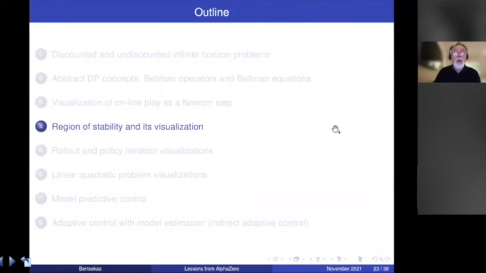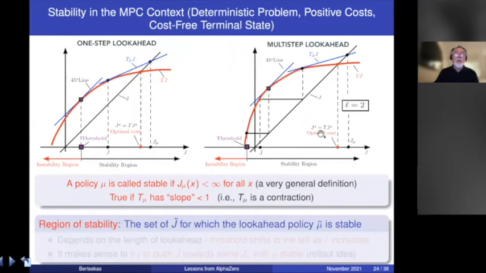Okay, now let me go into stability issues and how we visualize them. Here I'm going to be focusing mostly on the MPC context, deterministic system, cost-free terminal state, and so on. So stability is of paramount importance, of course, in MPC, but the question arises, how do you define stability, given that the state space can be discrete and can be continuous?